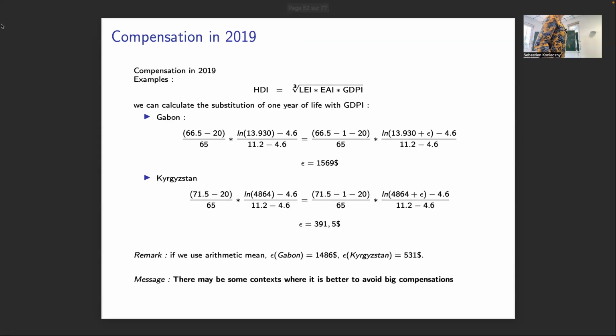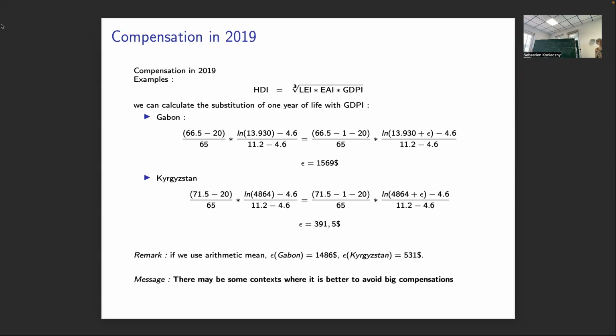Okay, so another way. If I do this compensation now, the trade-off with the multiplication, then I will, for instance, see that a year of life of a Gabon citizen is 1,500, and one year of life of a citizen of Kyrgyzstan is $390.